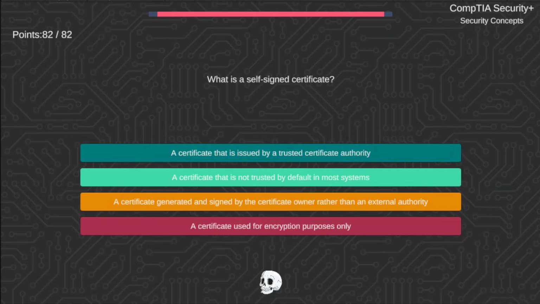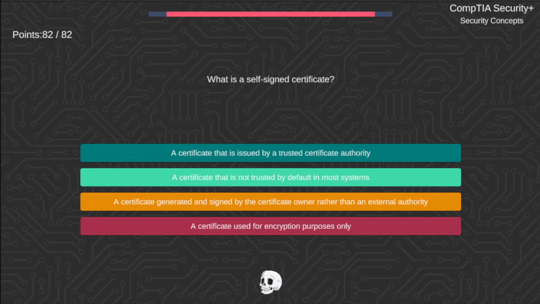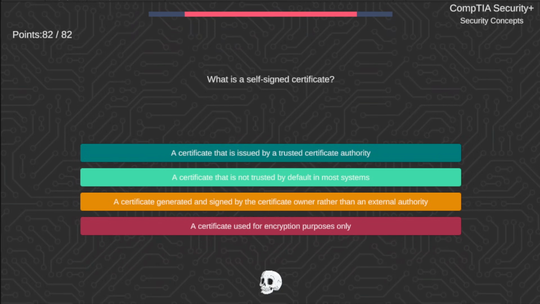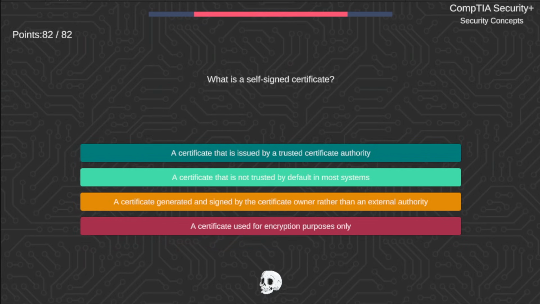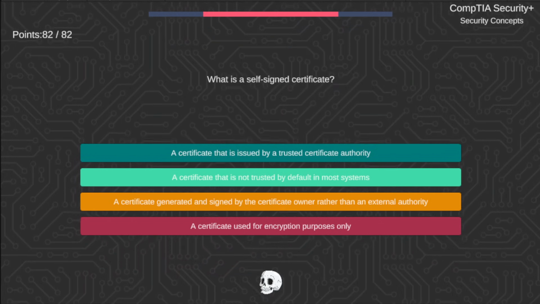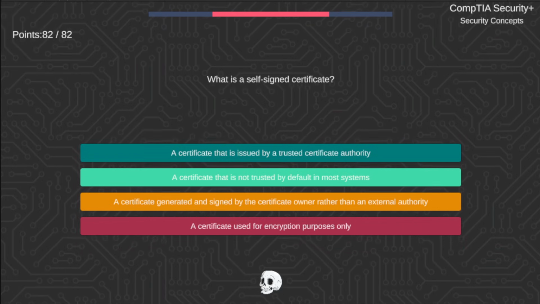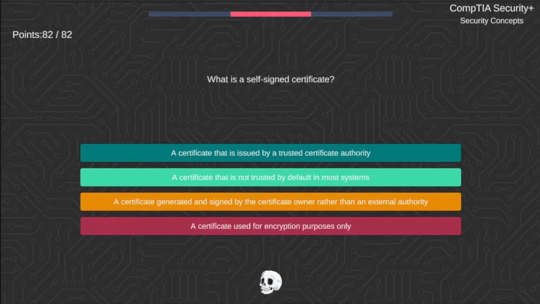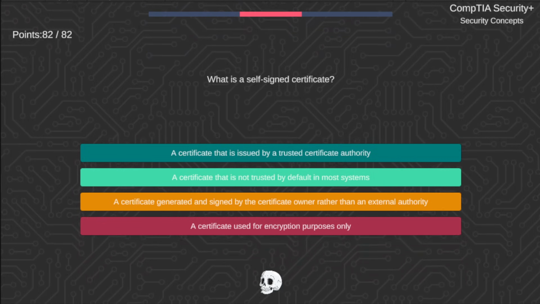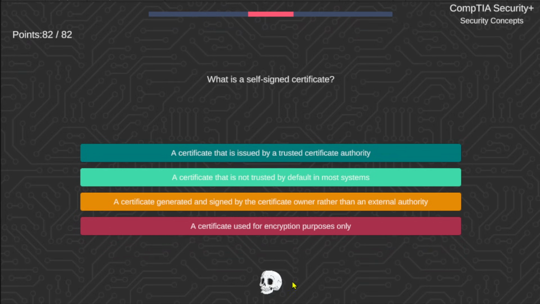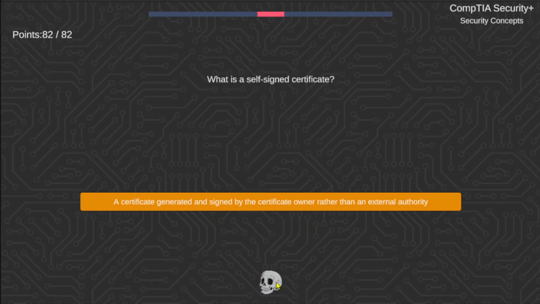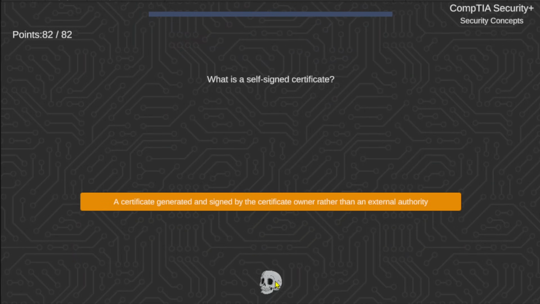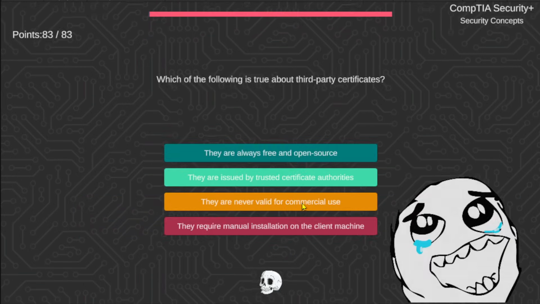What is a self-signed certificate? A certificate that is issued by a trusted certificate authority, a certificate that is not trusted by default in most systems, a certificate generated and signed by the certificate owner rather than an external authority, or a certificate used for encryption purposes only. Self-signed certificate. Correct answer is a certificate generated and signed by the certificate owner rather than an external authority, self-signed.